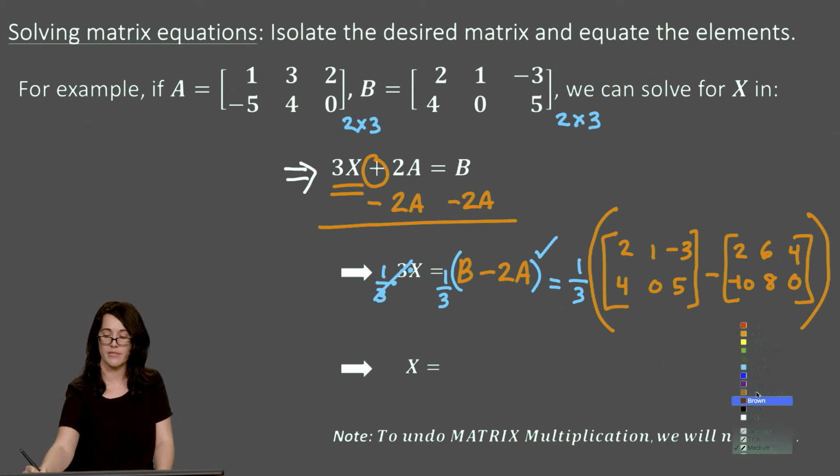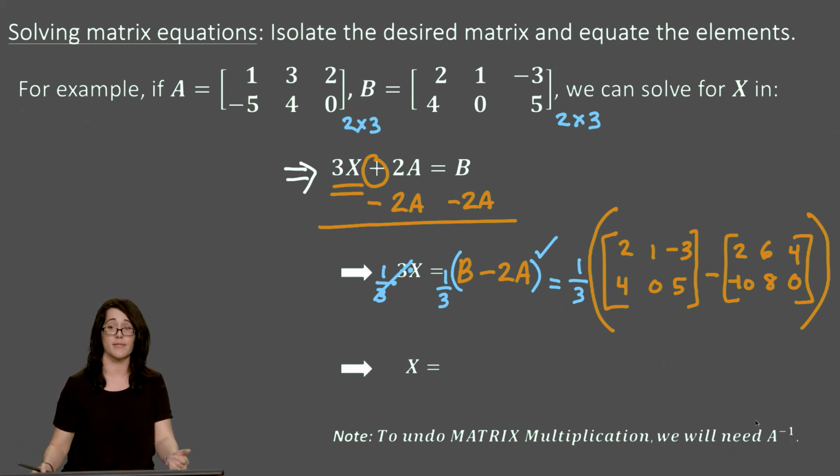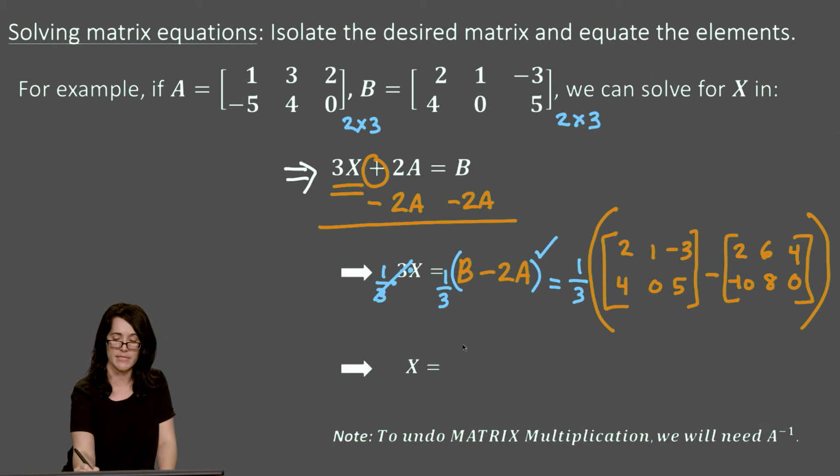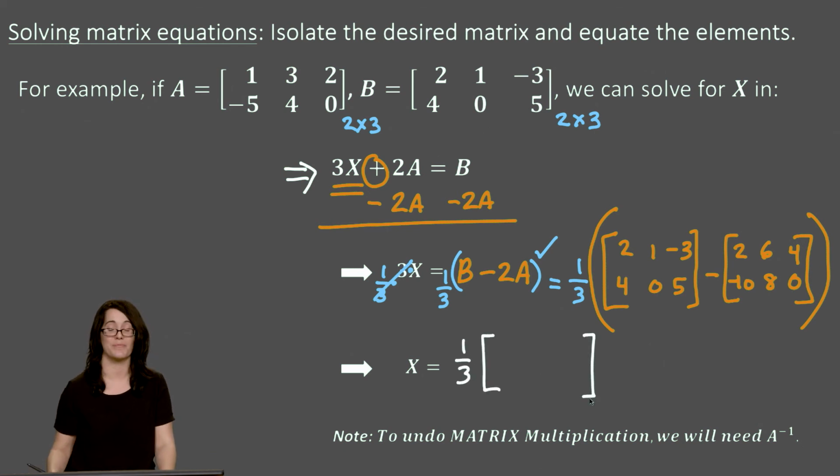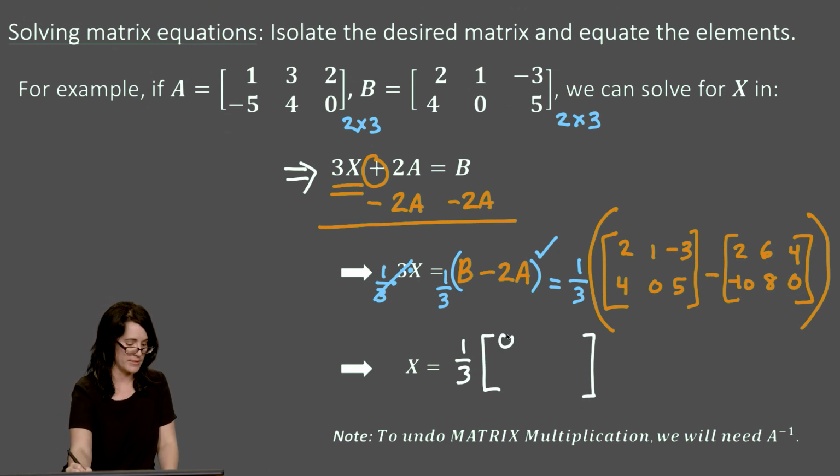Remember how to do the matrix subtraction? We did it on the last slide. Feel free to pause it and do it yourself. Okay, let's see what we got. We got 1/3 times this new matrix after subtracting the 2, where the first entry would be 2 minus 2, or 0.